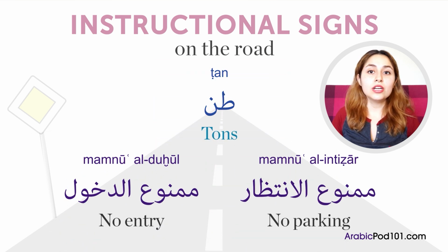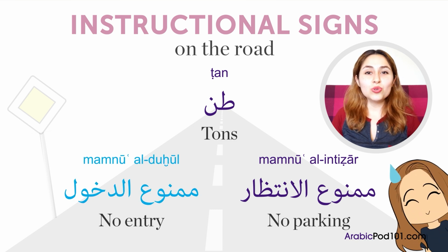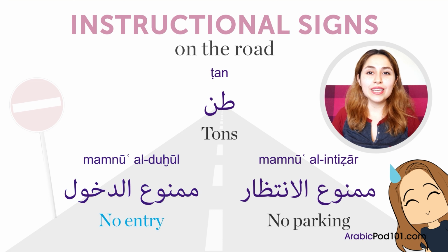طن. Tons. This one is mainly for truck weight allowances. The number you will see next to ton is the maximum weight allowance on this road in ton. Lastly, we have two of the main reasons why people get tickets on the streets of Egypt. ممنوع الدخول. No entry, commonly used for one-way streets. ممنوع الانتظار. No parking, commonly found in front of exits, entrances, and around important buildings.